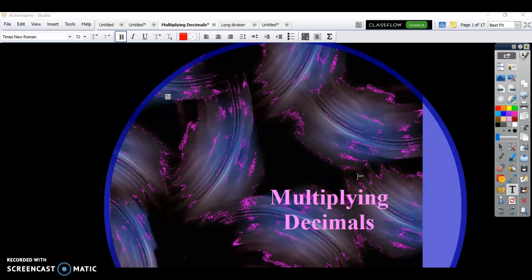Hey guys, happy Wednesday. Today we will continue our multiplying decimals, and today we're going to add on some more decimal places inside of our factors. So make sure you have your journals open, ready to write down and take notes.